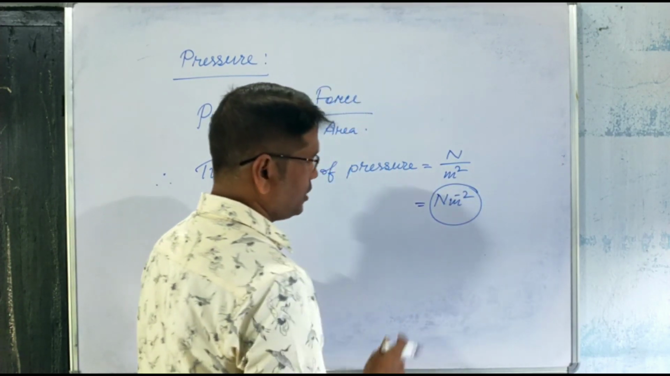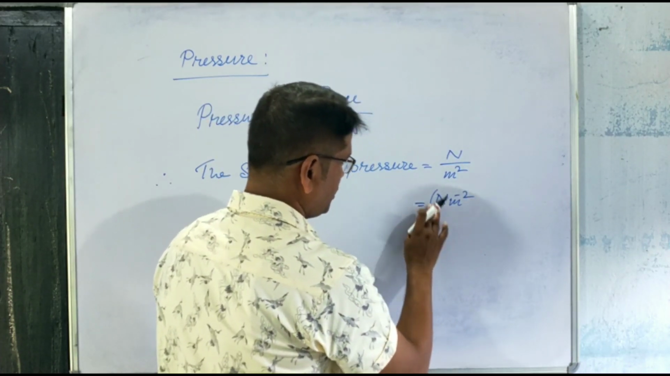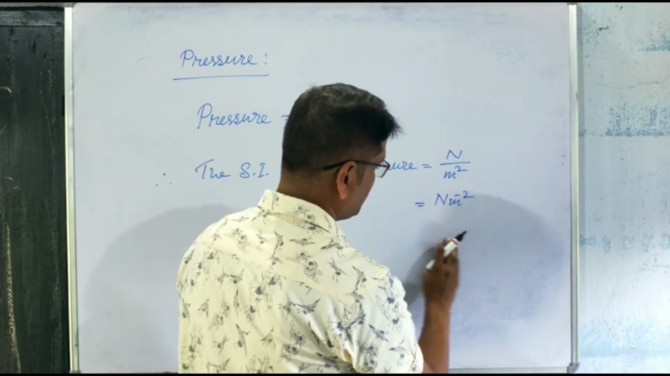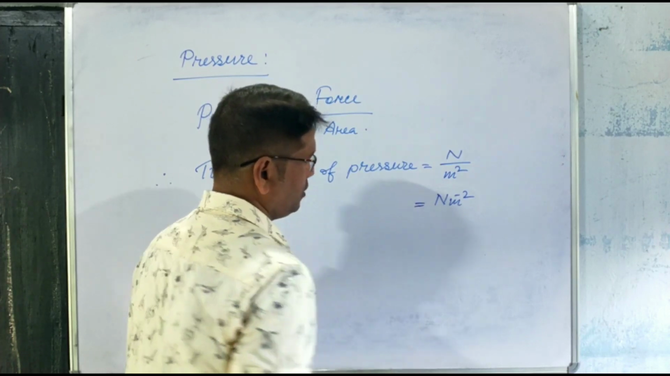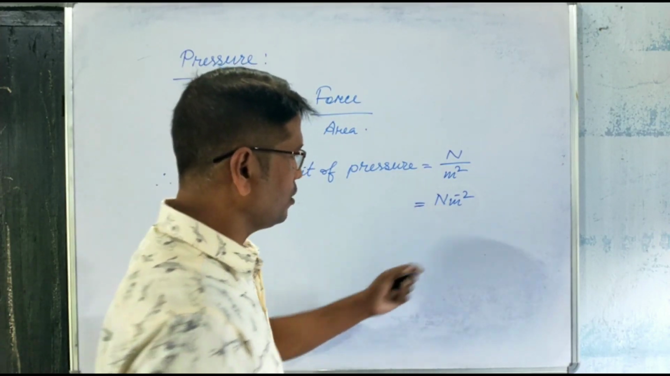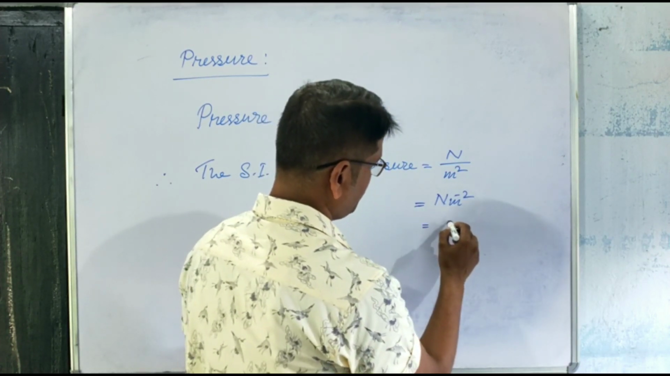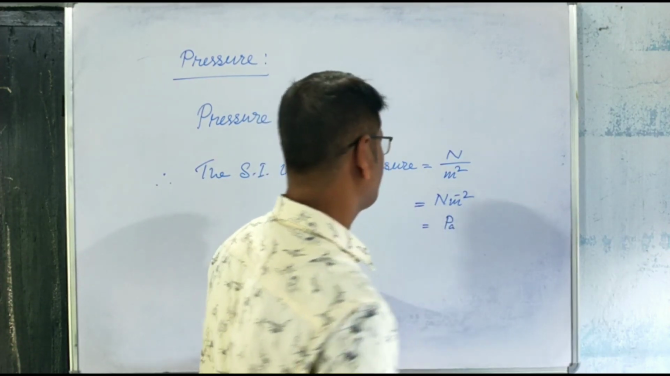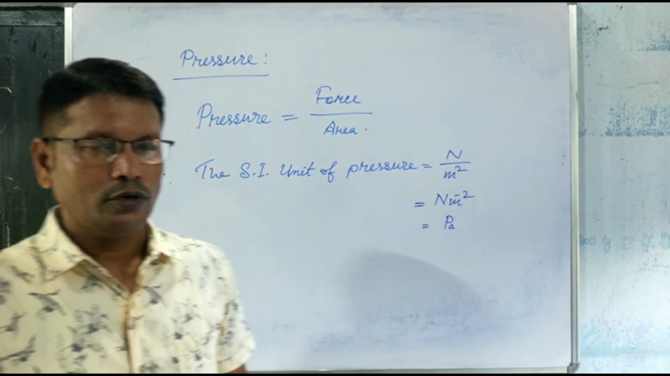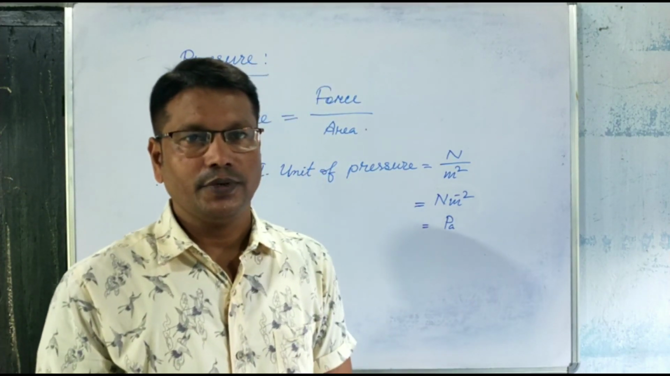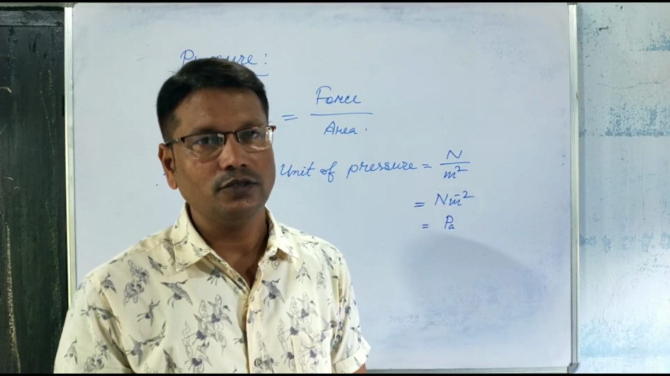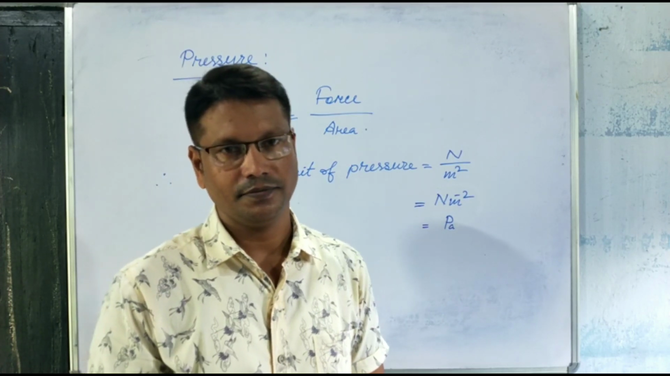So it is the SI unit, but in respect of the great scientist Pascal, the unit is also called Pascal, and it is represented by Pa. So the SI unit of pressure, you can say Newton per meter square, or you can say Pascal.